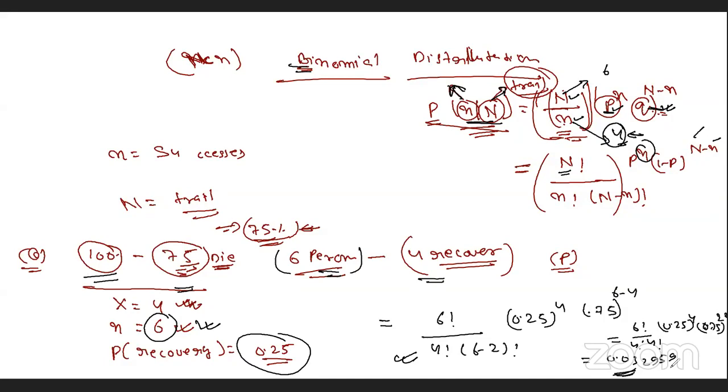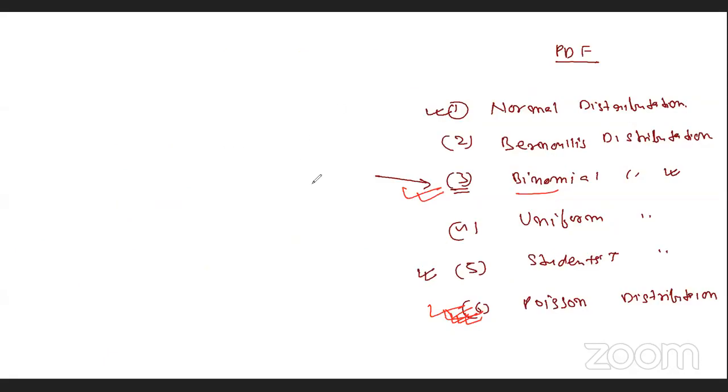So that's completely fine. I think we have covered these two things, binomial and Poisson distribution. So these two things are done.